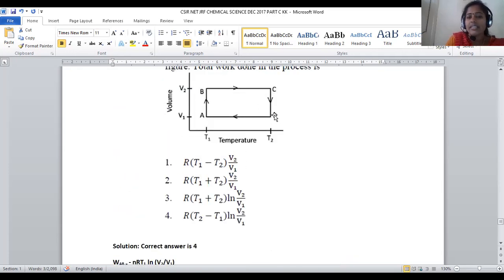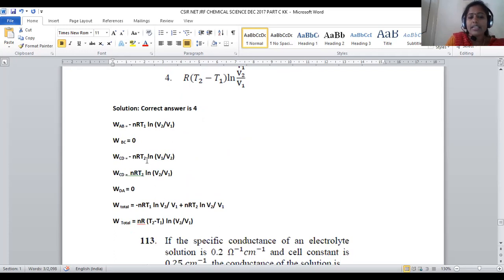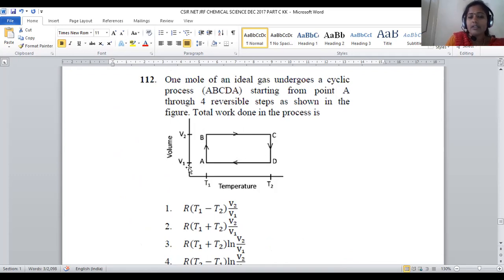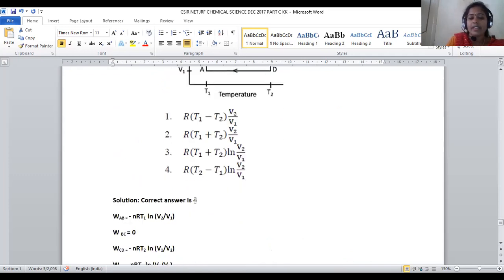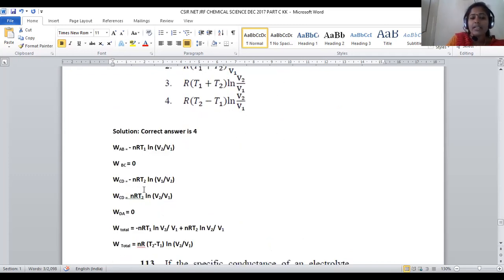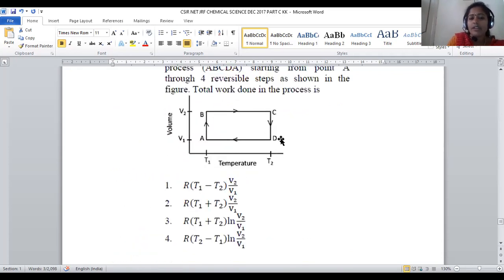Now let us assume WCD. When we are taking this WCD, it will be minus nRT2 ln V1 by V2. So CD goes from V2 to V1. Again, you can say it is an isothermal condition because the temperature is on the same line, but volume will be varied. Hence, the formula becomes nRT2 ln V1 by V2. So this will be for CD. So nRT2 ln V2 by V1 we can write.